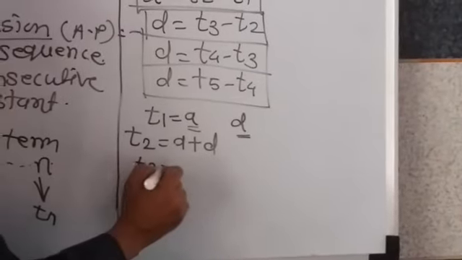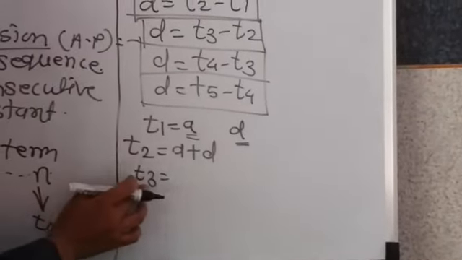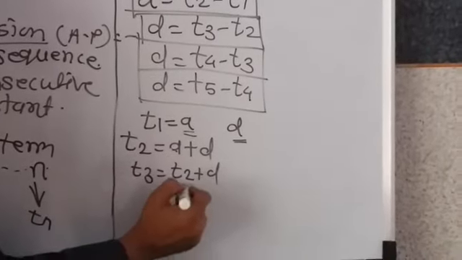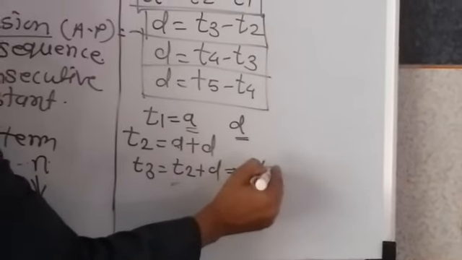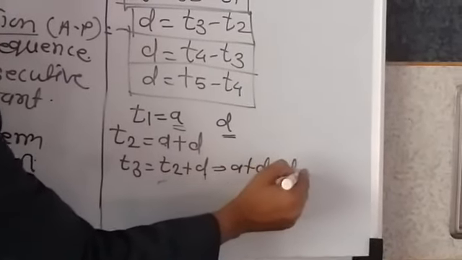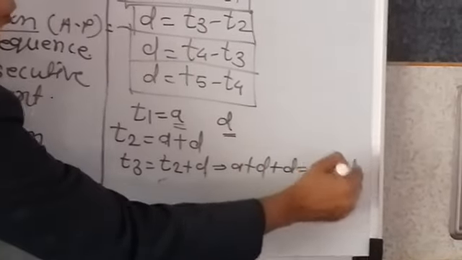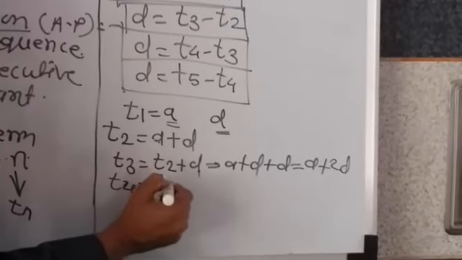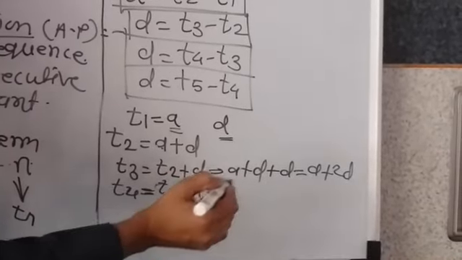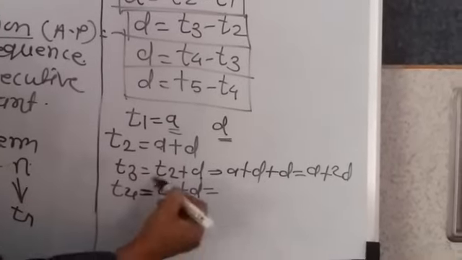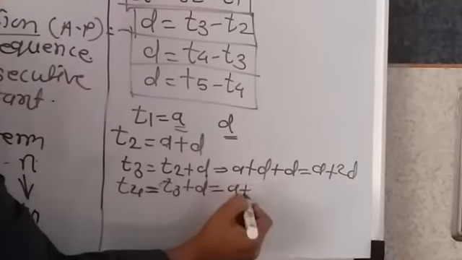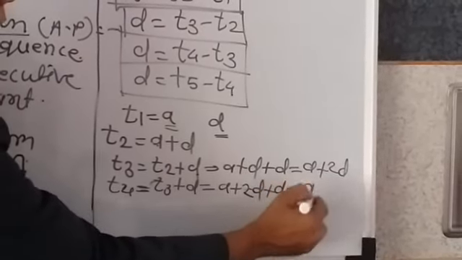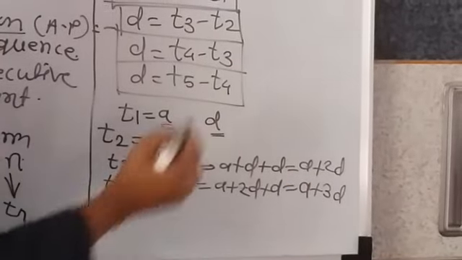Next is T3. How to find out the next term T3? So T2 plus common difference. T2 is what? A plus d. Write down here a plus d and add this d. So our formula is a plus 2d. Next is the T4 term. T4 means T3 plus d. T3 is what? A plus 2d. 2d plus d means we get a plus 3d.